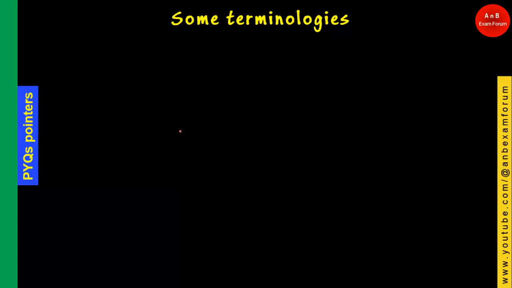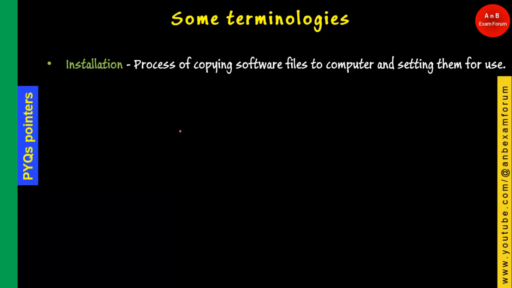And finally let's see the terminologies. The first one is installation. If you have one software and you are doing some installation, the term installation means you are copying the software file into your computer and you are setting it up for the use of the person.